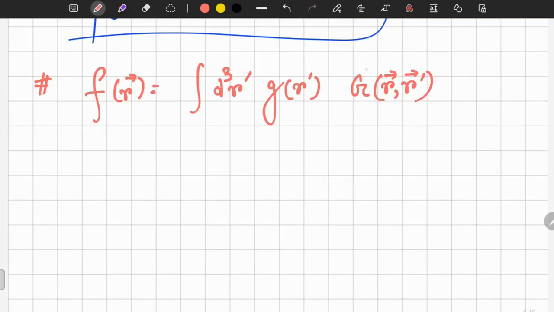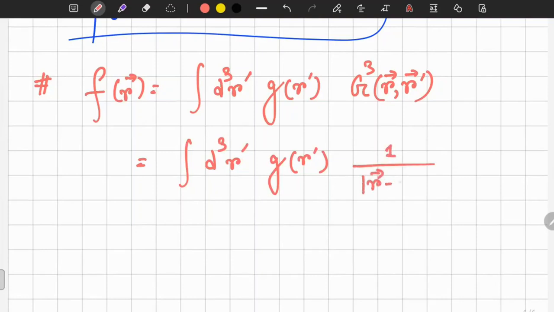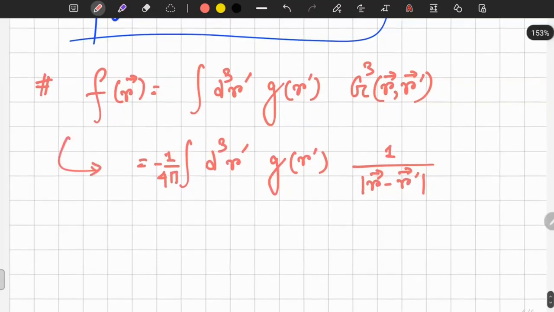Okay, so in 3D, if we put that, then we obtain the integral of dr prime G(r, r prime), and this is 1 by 4 pi times 1 by |r minus r prime|. So this is our form of the function. We can evaluate it by using the Green function. So this is the solution of the Poisson equation.